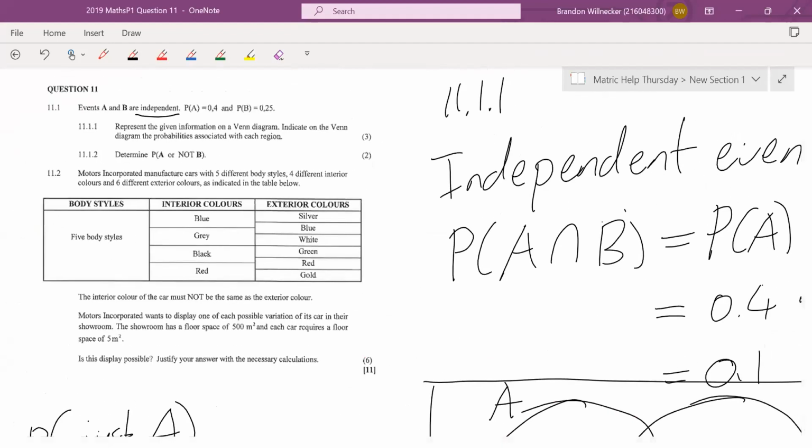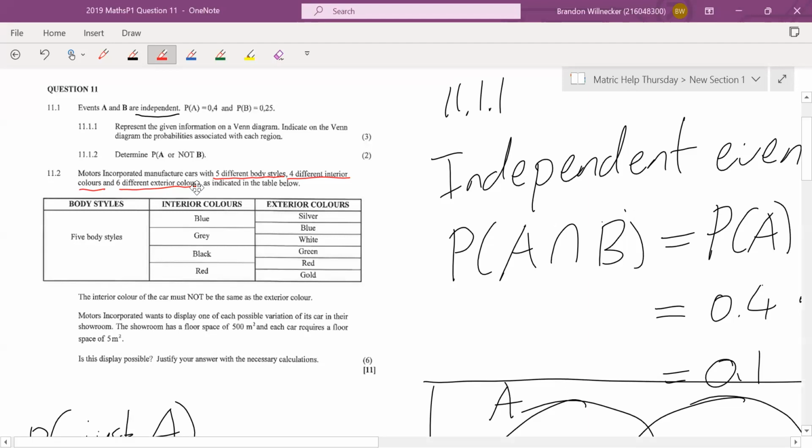Last bit of probability here, 11.2. Motors Incorporated manufacture cars with 5 different body styles. That's important, 5 different body styles. So you can choose out of those 5. 4 different interior colors, so we have a choice of that. And 6 different exterior colors. We can choose that. So let's just go over this again. What can we choose? We can choose 1 out of the 5 body styles, 1 out of the 4 interior colors, 1 out of the 6 exterior colors, and that gives us our car.